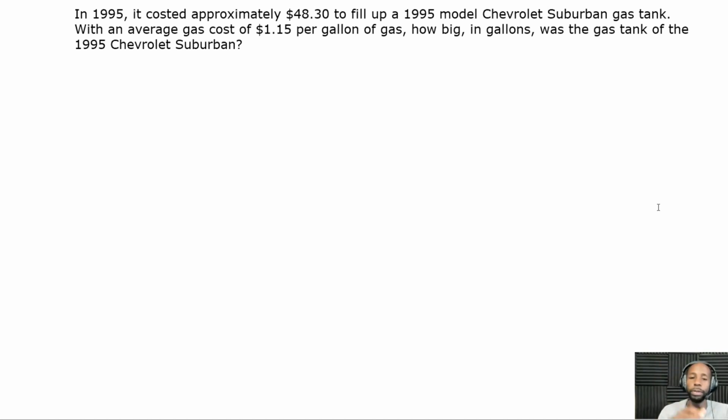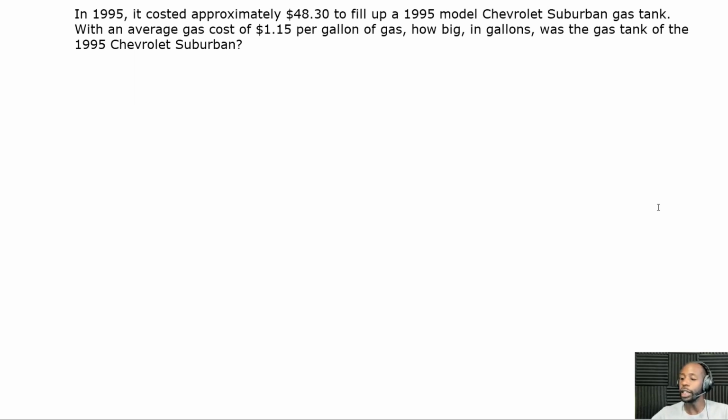All right, so this problem goes as follows. In 1995, it cost approximately $48.30 to fill up a 1995 model Chevrolet Suburban gas tank with an average gas cost of $1.15 per gallon of gas. How big in gallons was the gas tank of the 1995 Chevrolet Suburban?